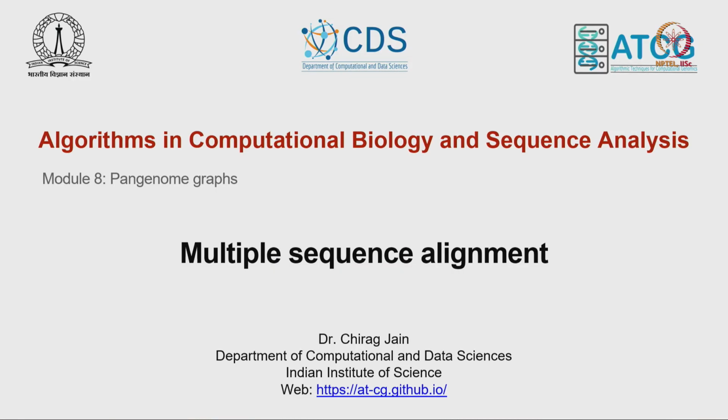Okay, welcome back. Let's continue our discussion in module 8. So today we are going to look at the problem of multiple sequence alignment in the context of pangenome graphs. In general, multiple sequence alignment is a fundamental problem in bioinformatics, but we are specifically looking at this problem in the context of pangenome graph construction.